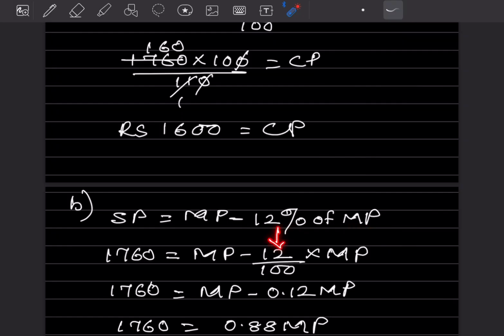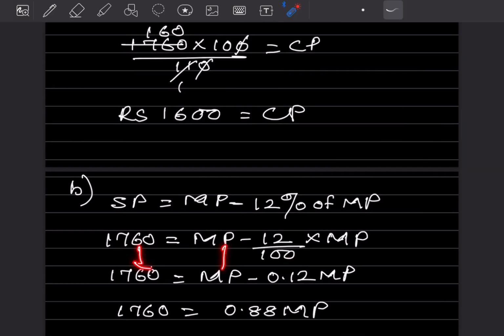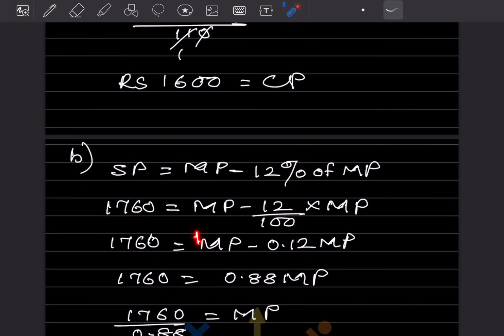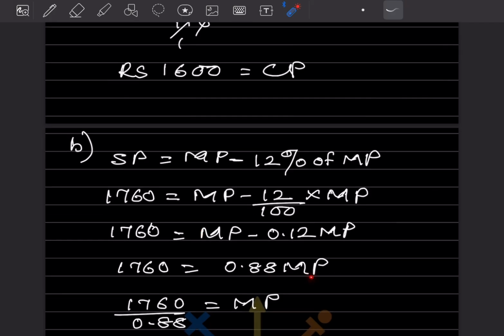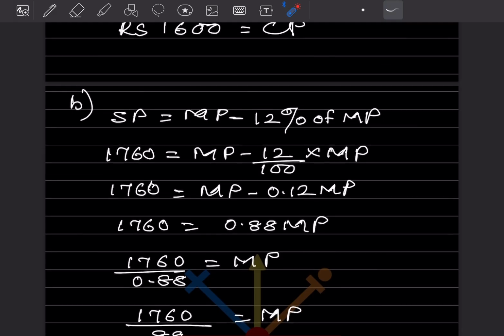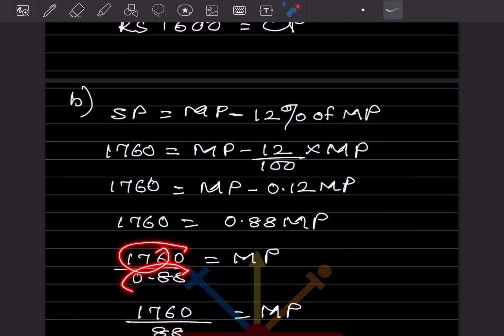So here 12% means 12. Wherever you see the percentage, it means we divide by 100 into mark price. So 12 divided by 100 means 0.12. So this is actually 1. From 1, when you subtract 0.12, we get 0.88. So this will be 0.88 MP. So this is actually multiplication, so it will go to the other side. So that will get divided. So now this is the numerator, this is the denominator.